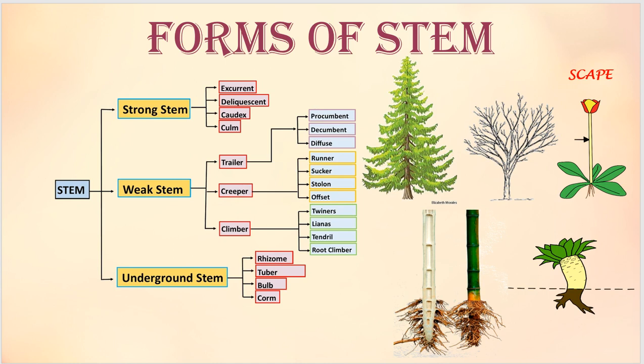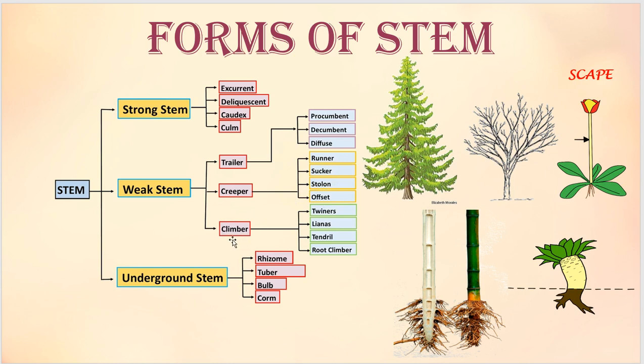And the next type is creeper. In creeper, we have runner, sucker, stolon, offset. All these kinds of modifications are based on their nature, how much the stem is changed or how much it is moving up and down. We will be learning about creeper kind of stem under the modifications.